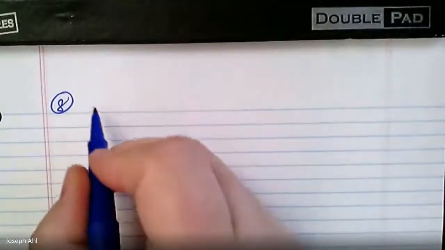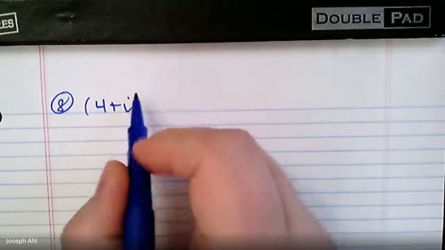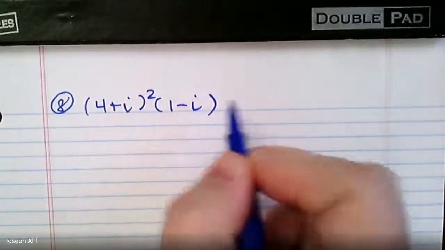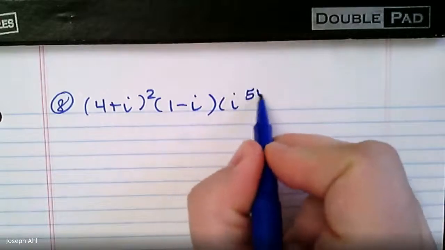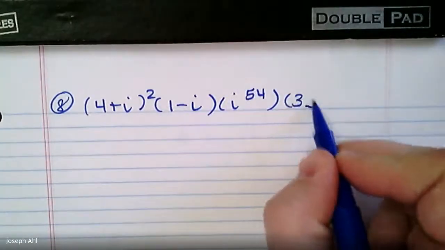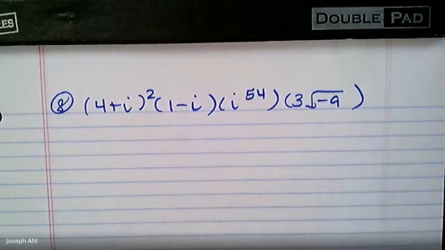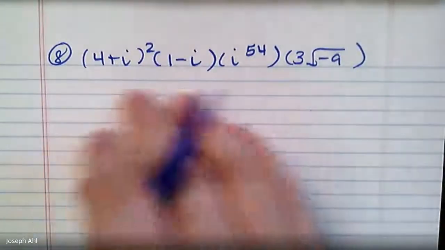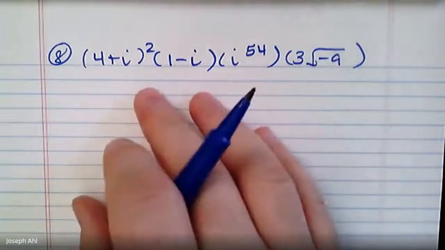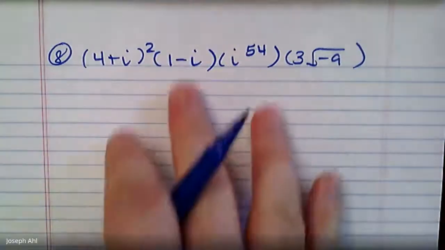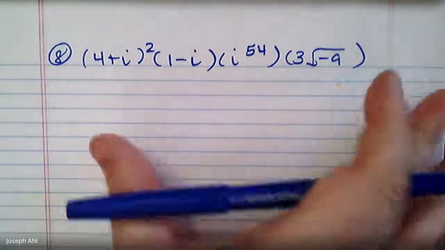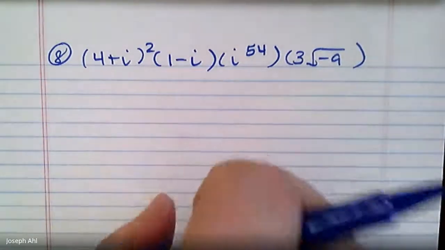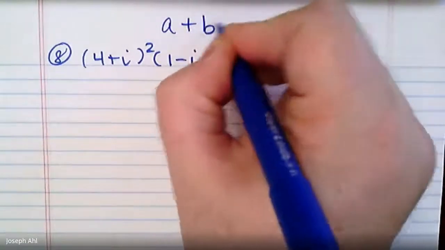Okay, if you're ready for a challenge, and I think you are, last example that we're going to do today, number 8: (4 plus i squared), that quantity, times (1 minus i), times i to the 54th, times 3 times the square root of negative 9. Oh boy. I would recommend actually giving this a shot. I know it looks a little complicated, I know it looks scary, but I would hit pause at this point, see how good you are at being able to simplify all these terms, and then in the end, multiply them all together to get one final answer in a plus bi form.